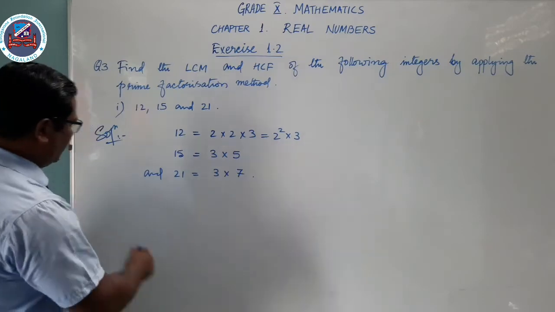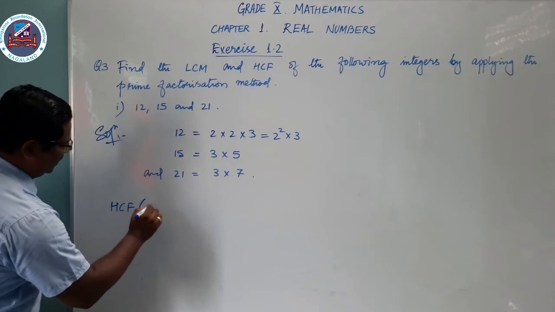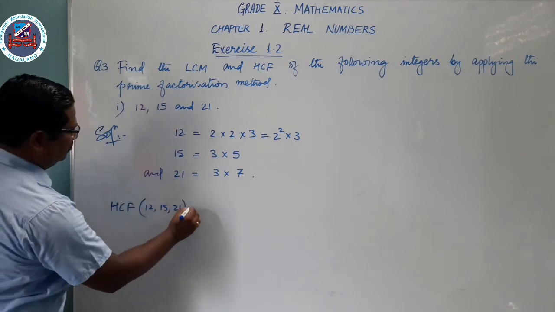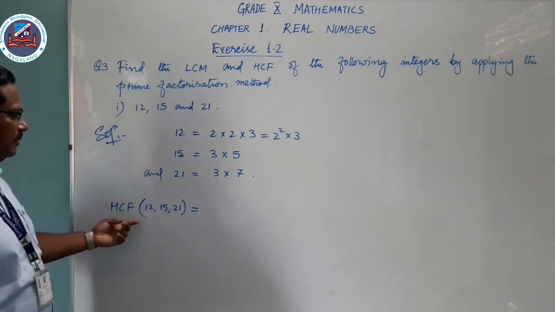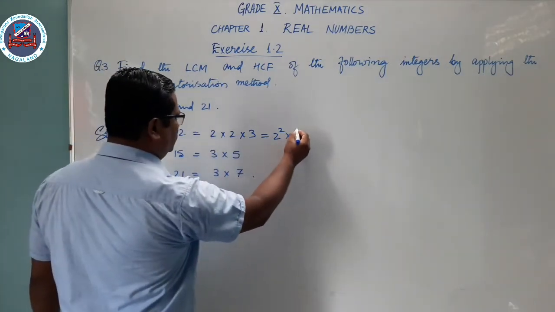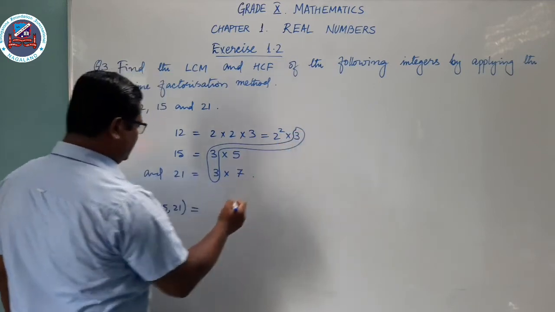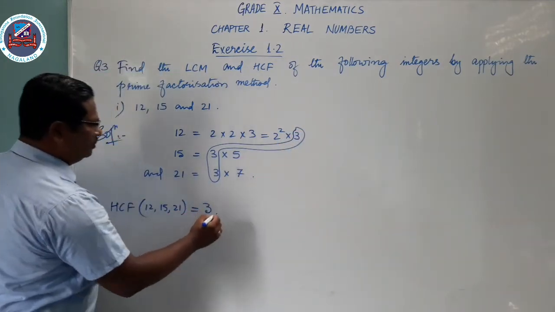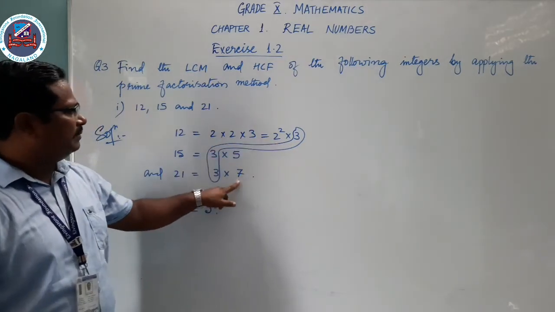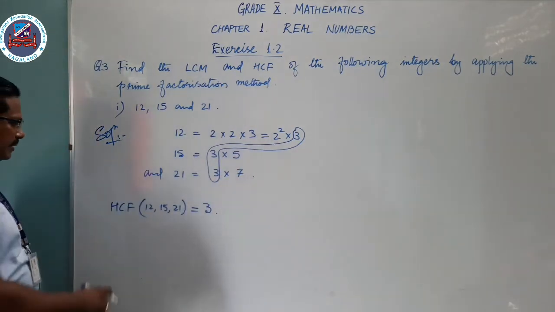After that you can find out their HCF. You can even write it like this also, the three numbers 12, 15, 21. You are finding the HCF of these three numbers. Then here the highest common factor is 3. Here also you have 3, 3. So you can take this as 3. Your HCF will become 3. 5 doesn't occur here. 7 also doesn't occur in these two places. So you can neglect them. You will get your HCF.